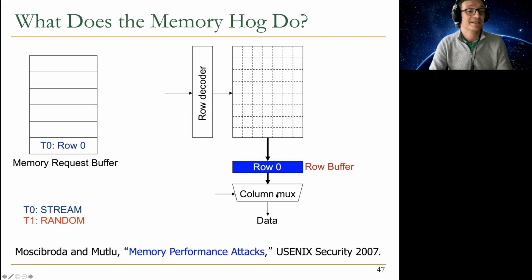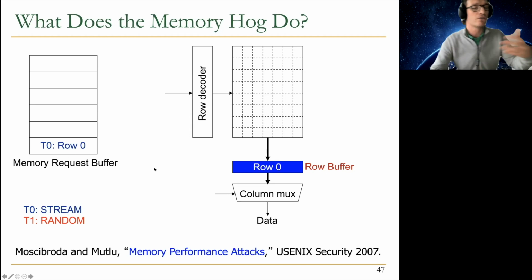So let's take a look at what happens when we run stream and random together. It's going to be obvious, hopefully, based on what I showed you. Initially, let's say row 0 is open, and stream will keep accessing row 0 over and over many times. Random is going to keep accessing random numbered rows, let's say.